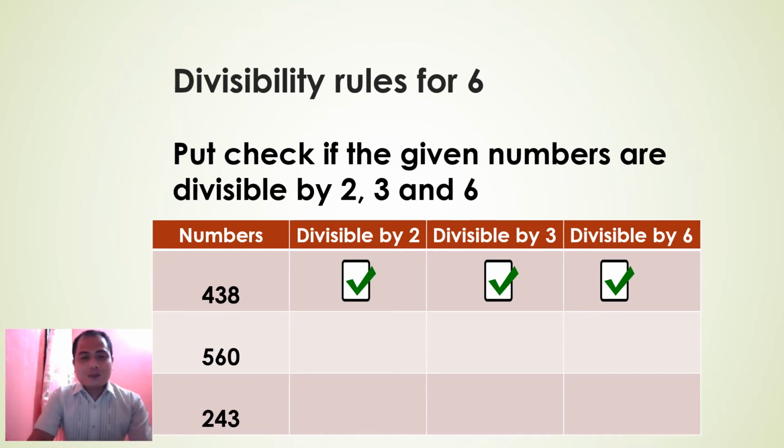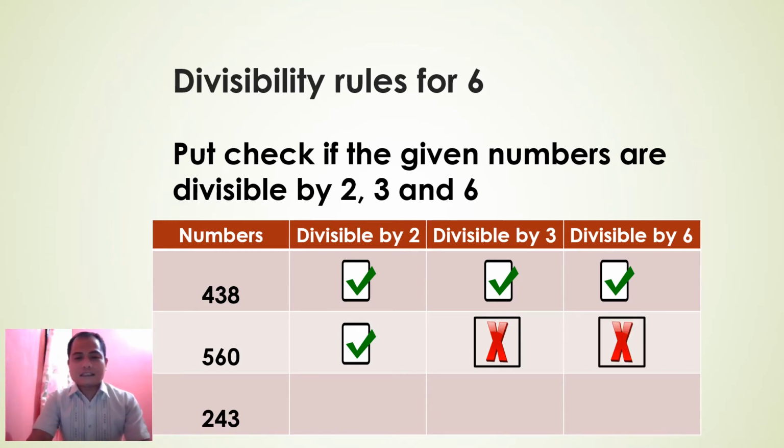Okay? What about 560? So 560, it ends with 0, therefore it is divisible by 2. 5 plus 6 is 11, plus 0 is still 11. 11 is not divisible by 3, so X. So meaning it's also not divisible by 6.